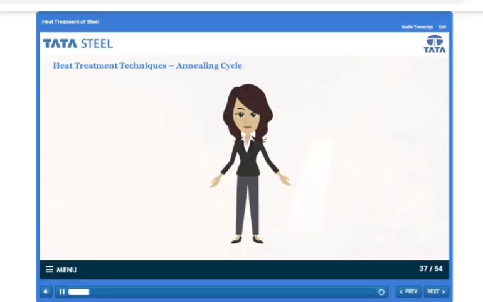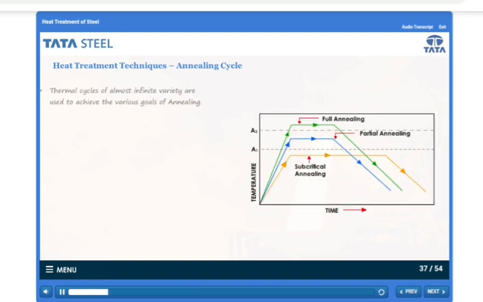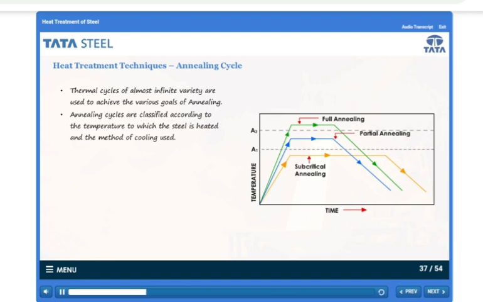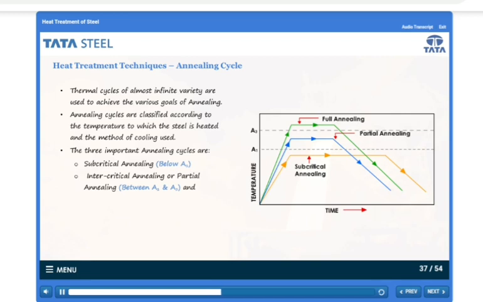We have learnt about the annealing process. Now let us take a look at the annealing cycle. In practice, thermal cycles of almost infinite variety are used to achieve the various goals of annealing. These cycles fall into several broad categories that can be classified according to the temperature to which the steel is heated and the method of cooling used. These are three important annealing cycles: subcritical annealing, intercritical annealing or partial annealing, and full annealing. Under subcritical annealing, the material is heated up to a temperature just below the lower critical temperature A1, whereas intercritical annealing or partial annealing is where the material is heated above the lower critical temperature A1, but below the upper critical temperature A3. Under the full annealing process, the material is heated above the upper critical temperature A3. We will learn about each of them in detail in the next screen.